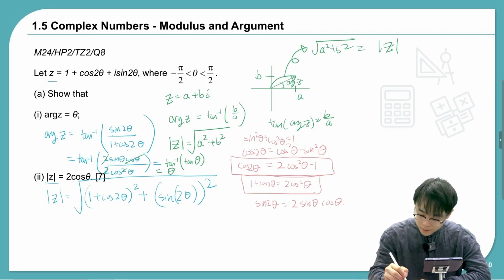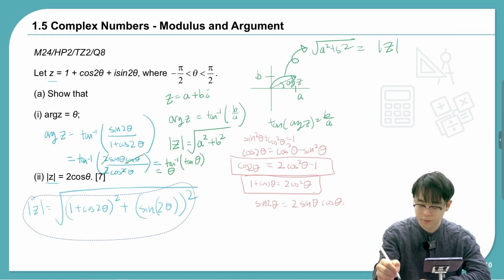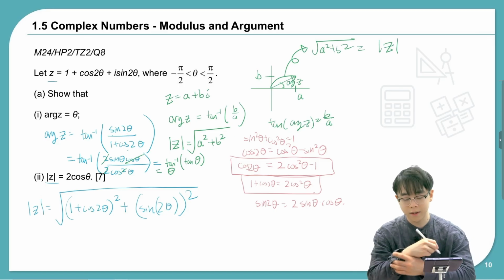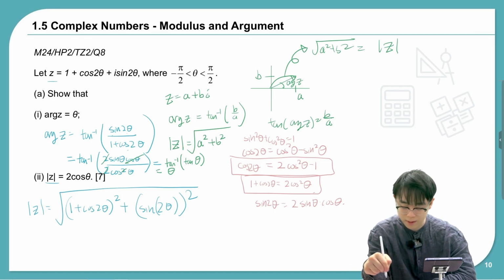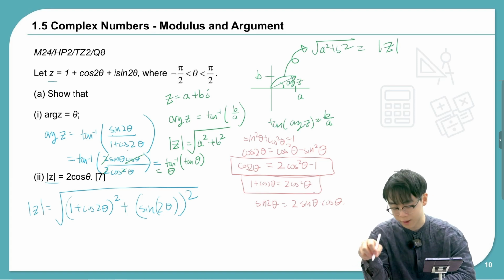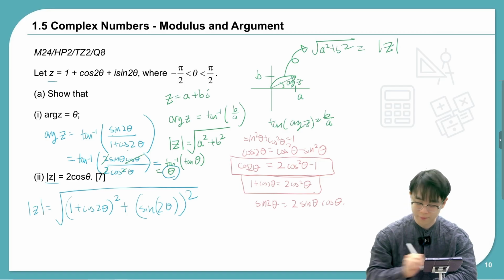Okay. So we just showed that the argument of z is indeed theta. All we had to do was take the tangent inverse of the imaginary part over the real part, and we introduce some trigonometric identities, and that gives us our answer of theta.